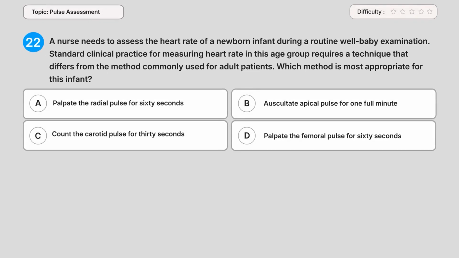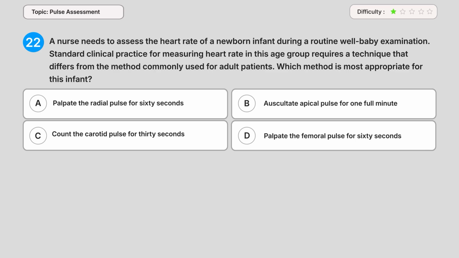22. A nurse needs to assess the heart rate of a newborn infant during a routine well baby examination. Standard clinical practice for measuring heart rate in this age group requires a technique that differs from the method commonly used for adult patients. Which method is most appropriate for this infant?